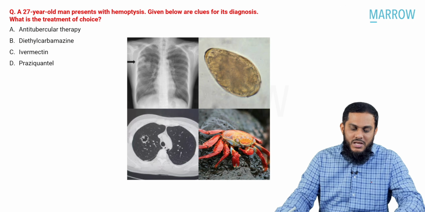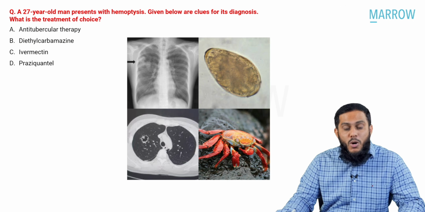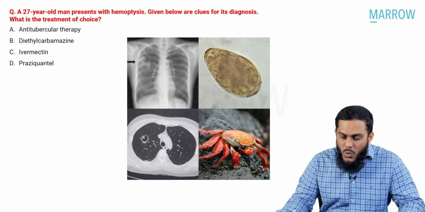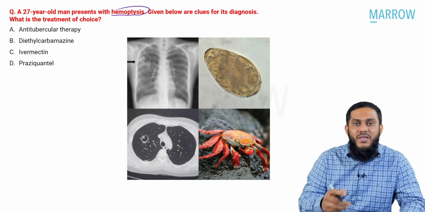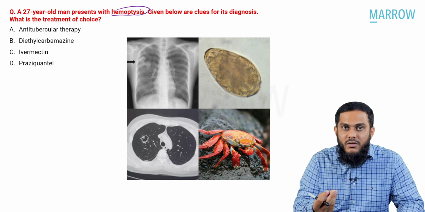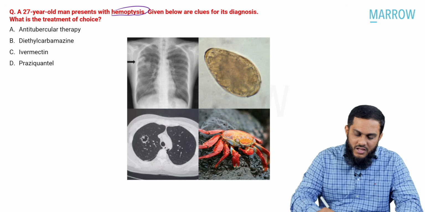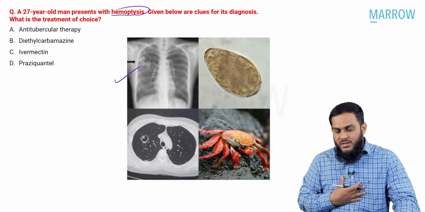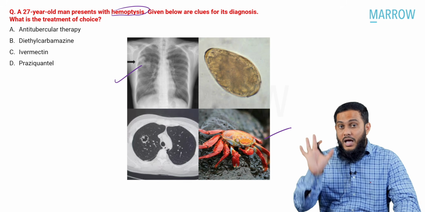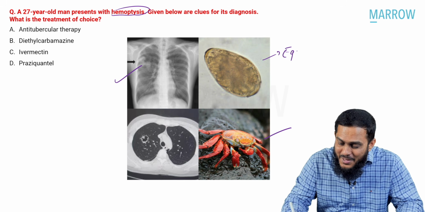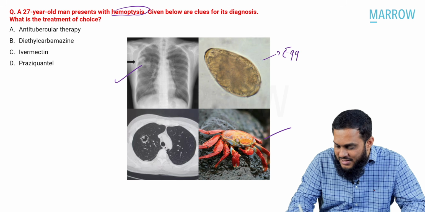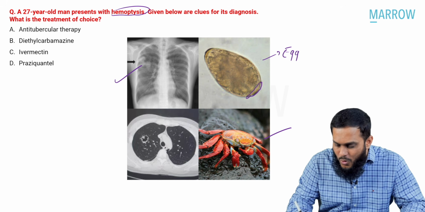Sir, moving on to the next question. A 27-year-old man presents with hemoptysis. Given below are clues for this diagnosis. What is the treatment of choice? Sir, hemoptysis means sputum with blood. So the lung is affected. Here they have given the lung. Here there is a crab, something related to crab. And what do I see? An egg. What is this egg? And see here, this is the operculum. Operculated egg.